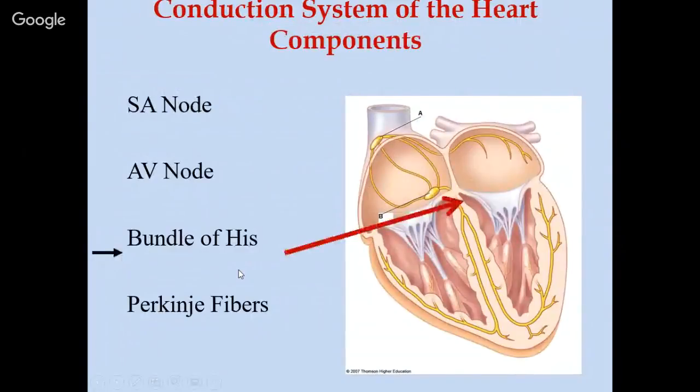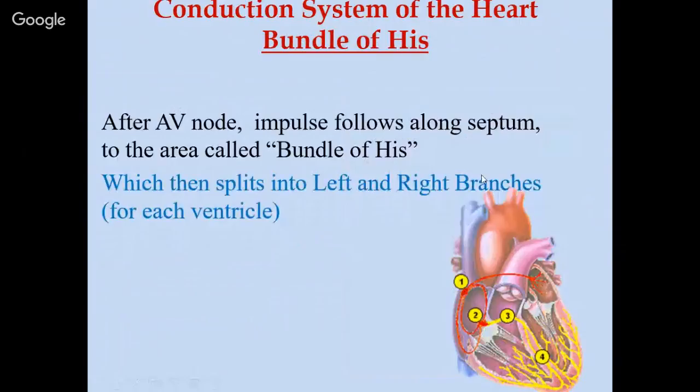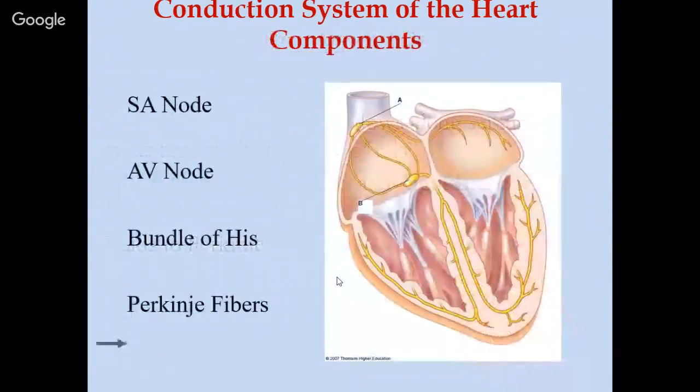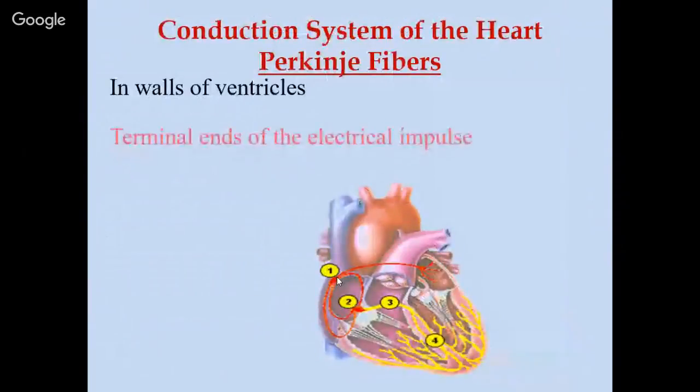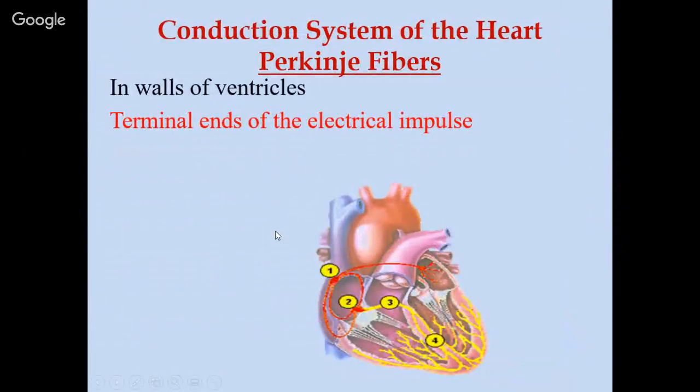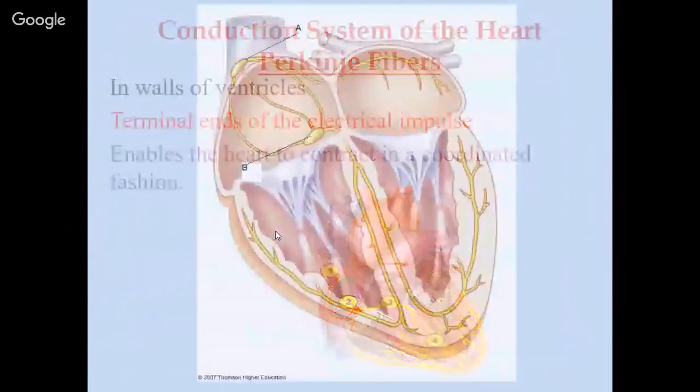Bundle of His. That's the septum, the divider between the ventricles. It splits into the left and right, and leads to the Purkinje fibers in the walls of the ventricle. These are the terminal ends of the electrical impulse. It enables the heart to contract in a coordinated fashion.